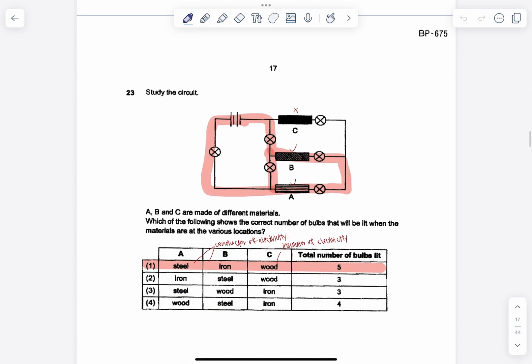Question 23. A, B, C are made of different materials. Which of the following shows the correct number of bulbs that will be lit when the materials are added at the various locations? So let's look at option 1. Steel and iron are conductors of electricity, but wood is an insulator of electricity and cannot conduct electricity. So with that, electricity can only flow through A and B, and as highlighted in the diagram above, this is how the electricity would flow, and there's a total of 5 bulbs that will light up. So the answer is 1.